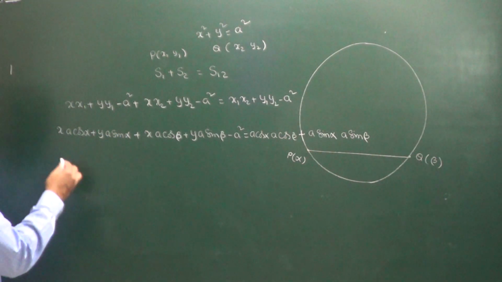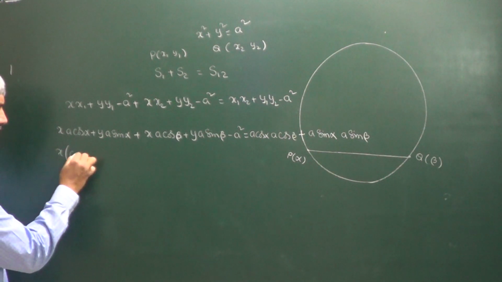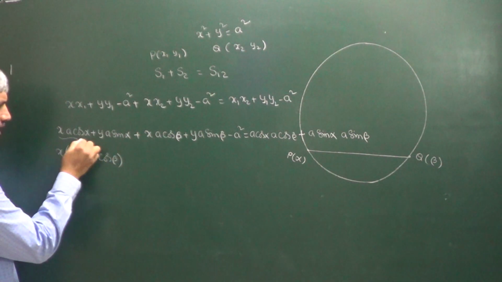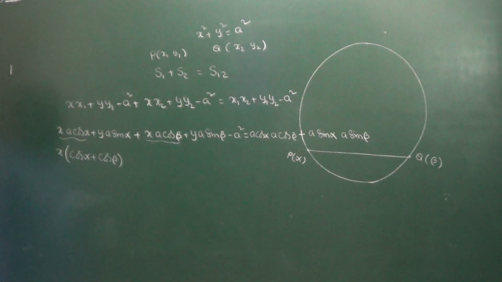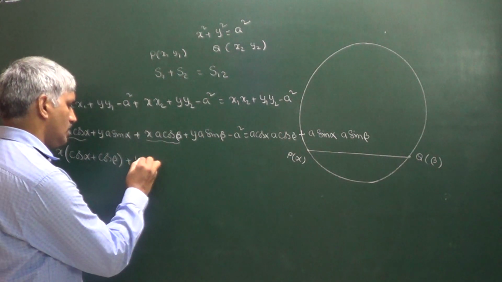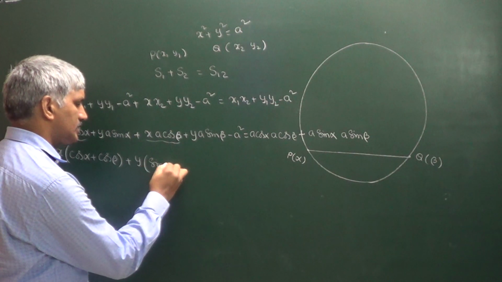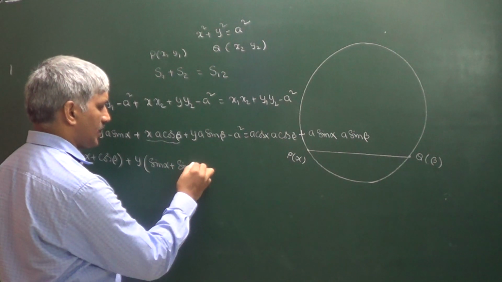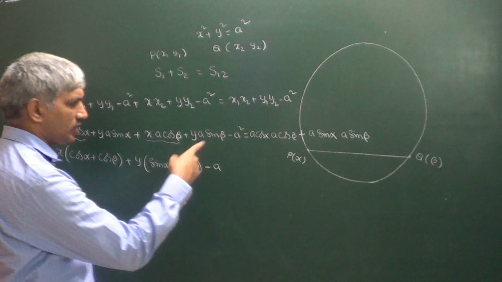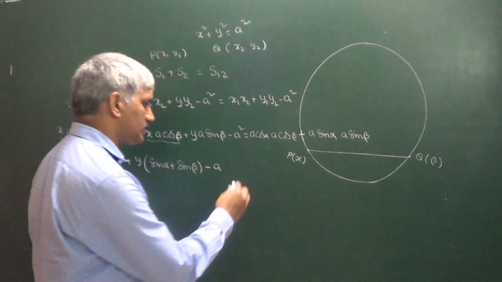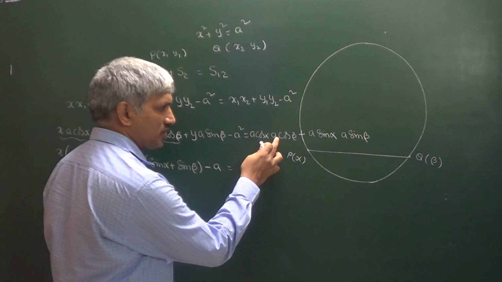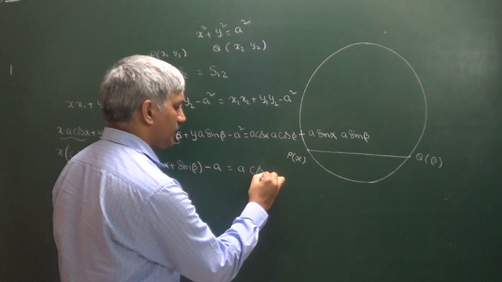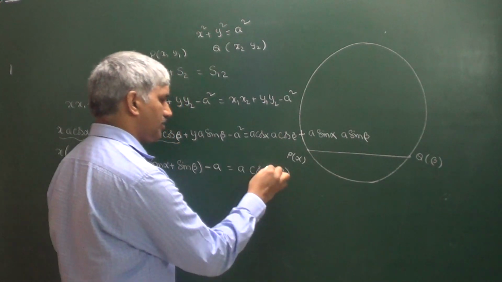If that a is cancelled, from the remaining terms take x common, you will get x into cos alpha plus cos beta, plus y into sin alpha plus sin beta, minus a, because throughout the equation a is taken common, that's why a is cancelled, is equal to, because here a square is there, one a cancelled, so a into cos alpha cos beta plus sin alpha sin beta is nothing but cos of alpha minus beta.